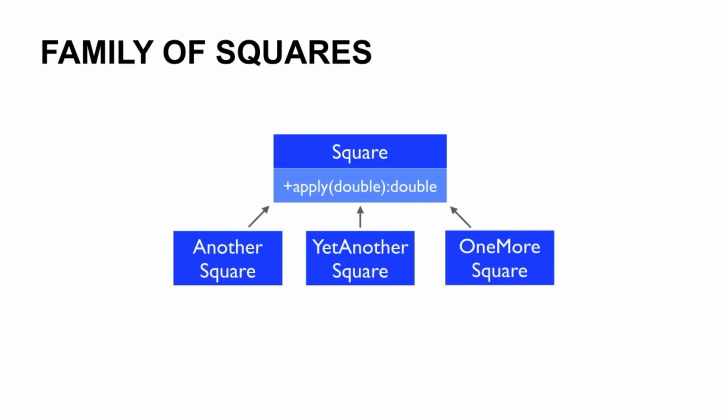Now, if you haven't figured it out already, another square, yet another square, and one more square, well, they all just extend square. And they don't override the apply method. So in all 4 cases, we were calling the same method. Why couldn't the VM do better?